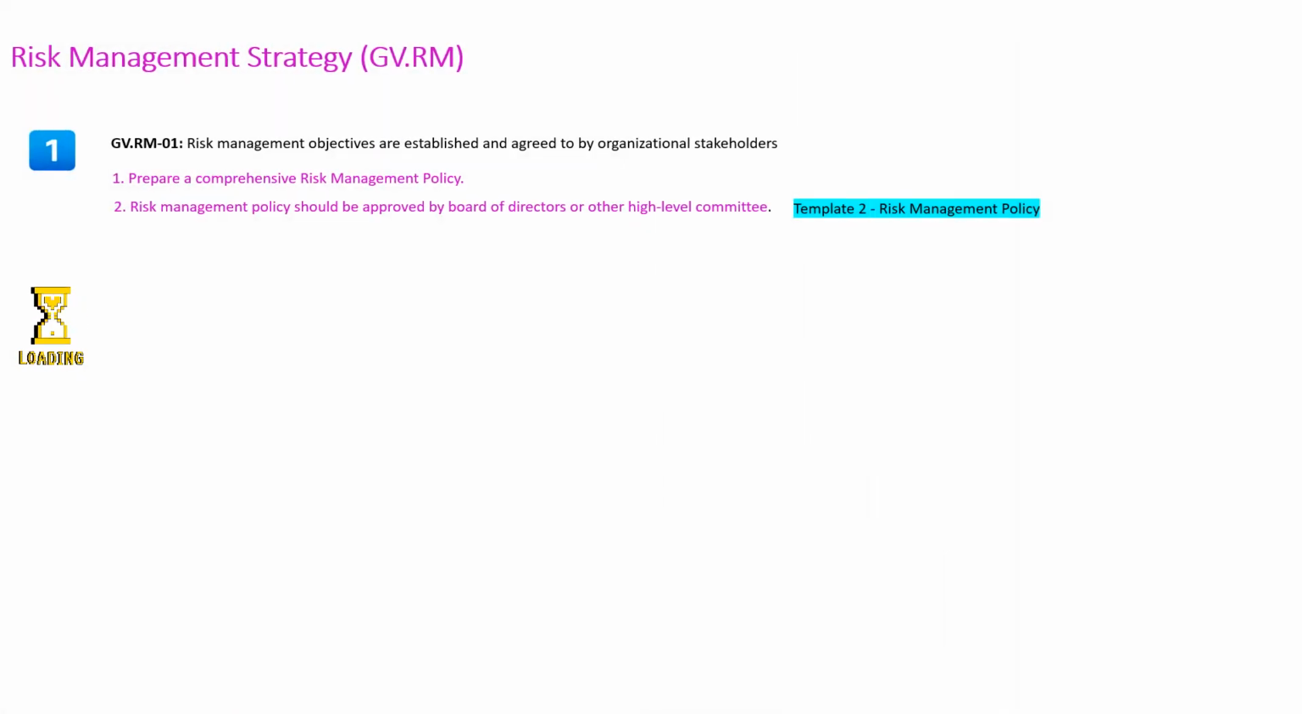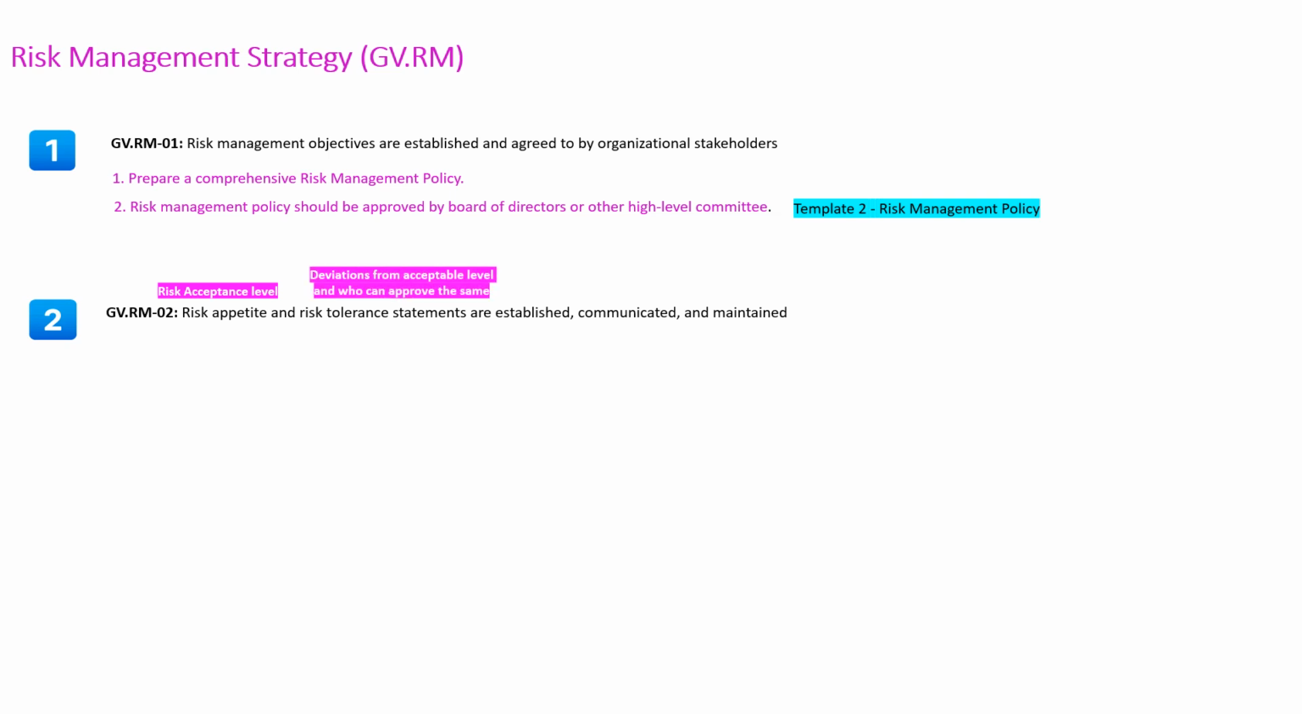The second subcategory requires that risk appetite and risk tolerance statements are established, communicated and maintained. Risk appetite here indicates the risk acceptance level, and risk tolerance is basically deviations from the acceptable level and who can approve the same. Let us understand this with an example.